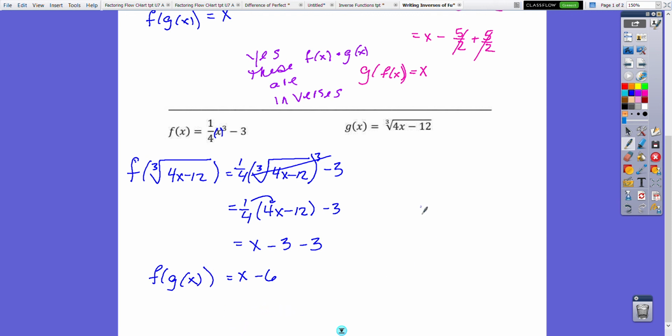Well, I don't even need to do the other one because if one of them doesn't go to x, then it doesn't matter if the other one does. These are not inverses. So in this case, no, f of x and g of x are not inverses.